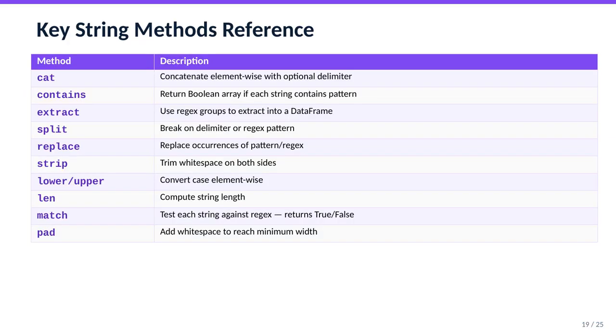This table is a quick reference for common element-wise string operations. Use cat to join elements, contains to return a Boolean mask for a pattern, and extract to pull regex groups into columns. Split, replace, and strip handle breaking, substituting, and trimming. Use lower or upper to change case, len for string length, match to test a regex, and pad to enforce a minimum width.